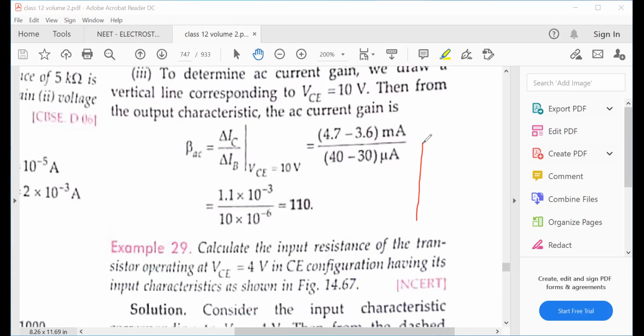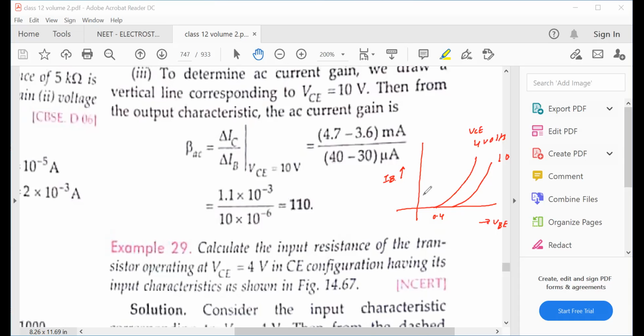So the input characteristics are like this. The voltage is starting from 0.4 here, and here it is 4 volts. This is your VCE, and the x-axis is your VBE. So this point is 0.4. And the same thing for VCE equal to 10 volts, it is lesser than 0.6. The voltage difference will be there. And this point is your base current.